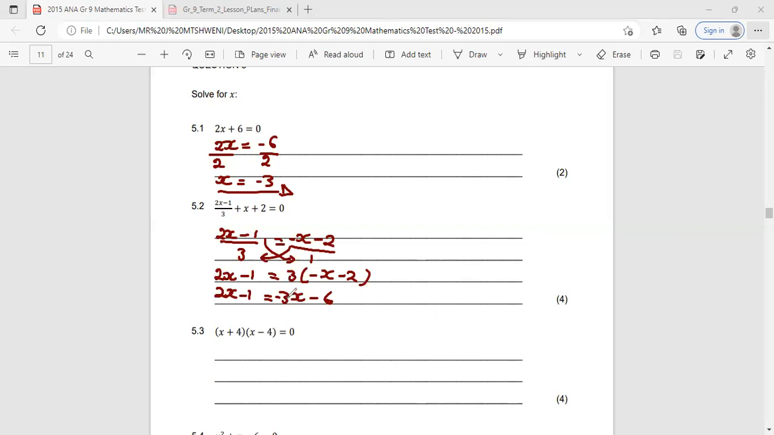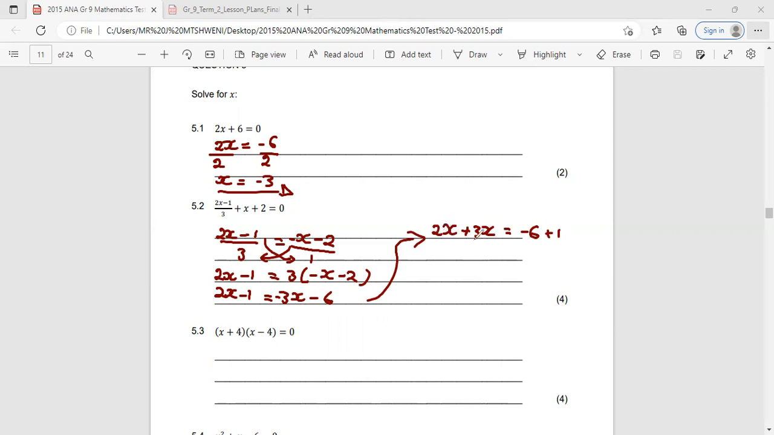The one that has x values will go to your left, so will remain on your left. So we'll have 2x. When you take this 3, we put it back to your left hand side. It will change sign to plus 3x equals negative 6 plus 1. I hope you know why I say plus 1.